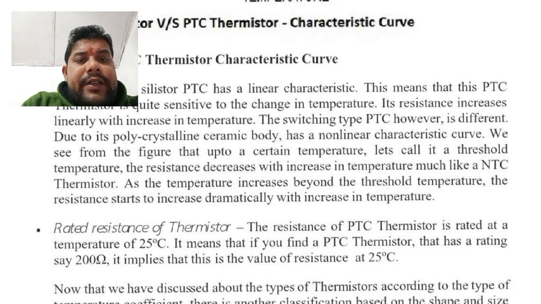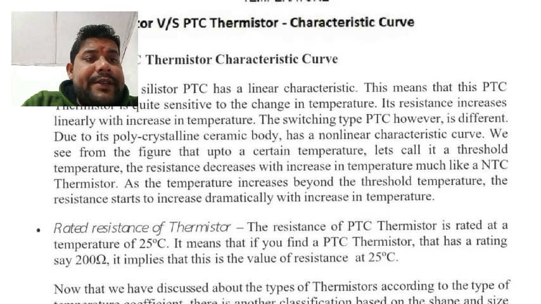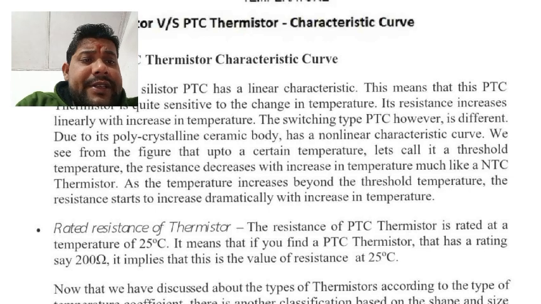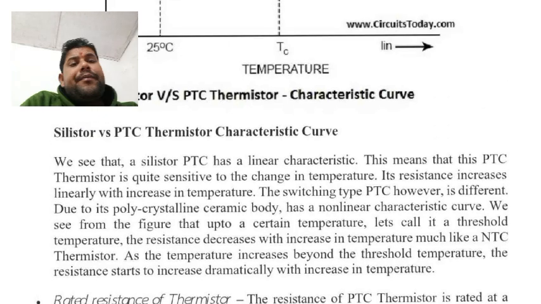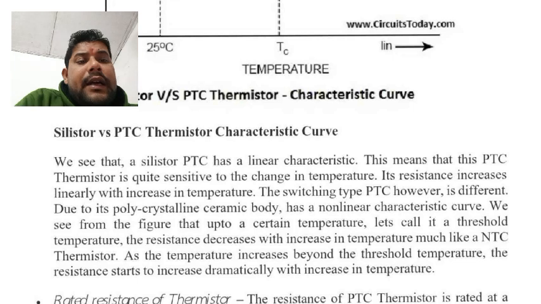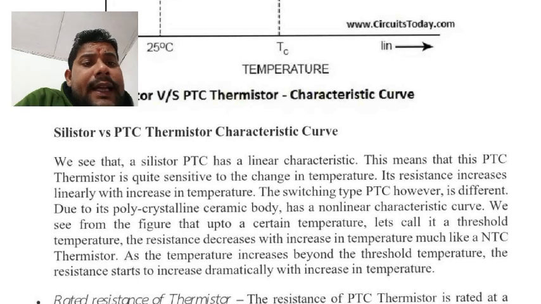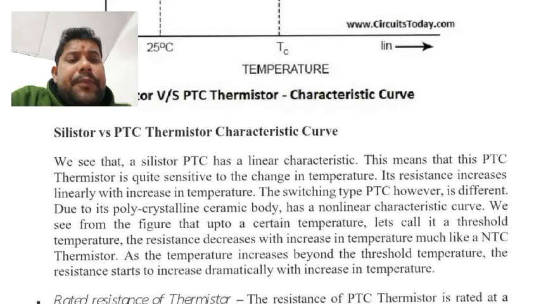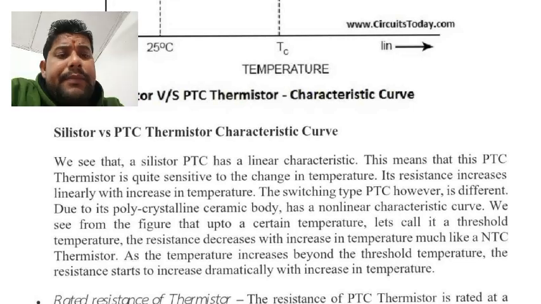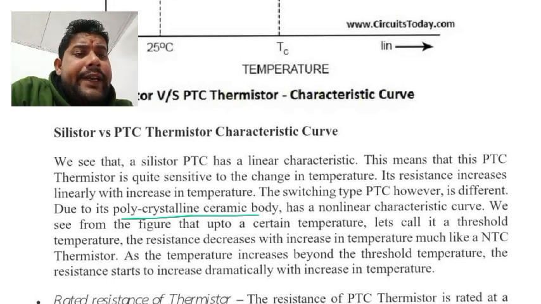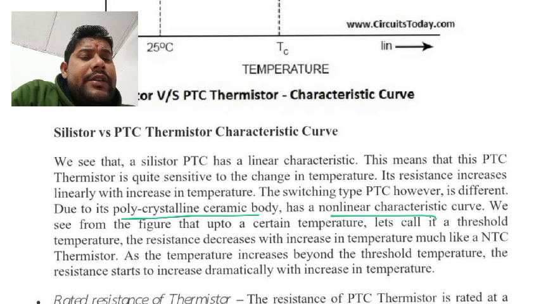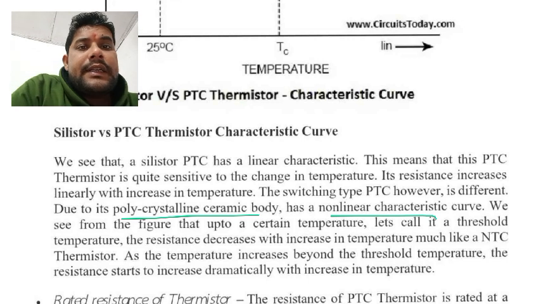The resistance decreases with increased temperature. It's much like an NTC thermistor. As temperature increases beyond the threshold point, the resistance starts increasing dramatically. This is the behavior of the PTC. We are discussing the above graph. The switching type PTC, however, is different due to its polycrystalline ceramic body. The material uses a polycrystalline ceramic body. That's why it has non-linear characteristics, because after the critical point its resistance starts to suddenly increase.